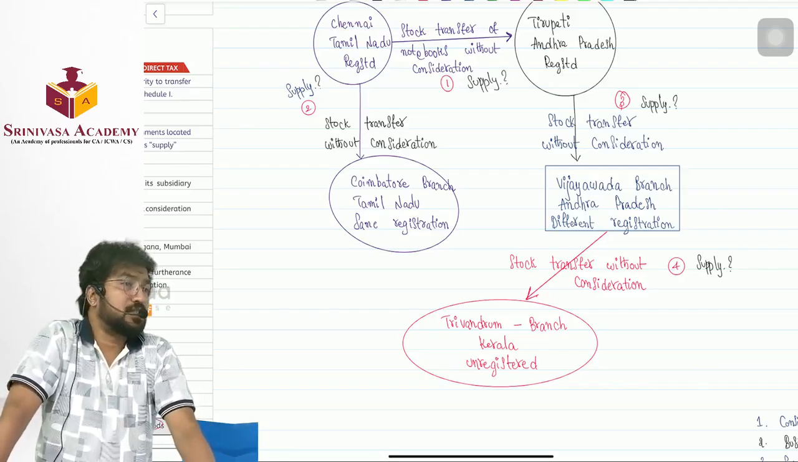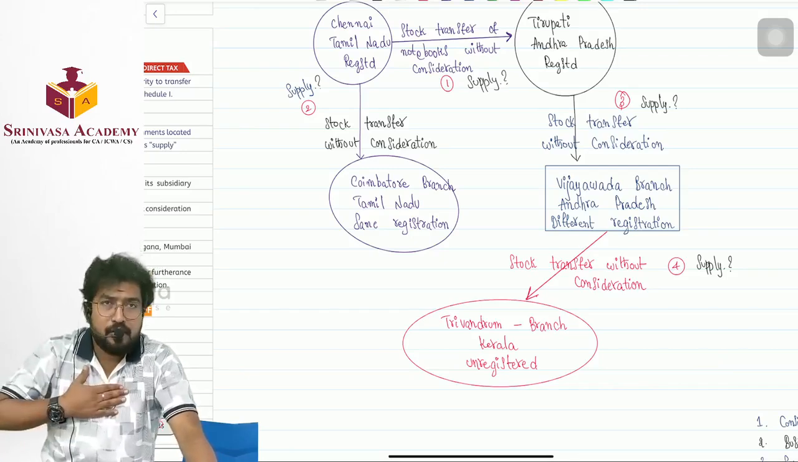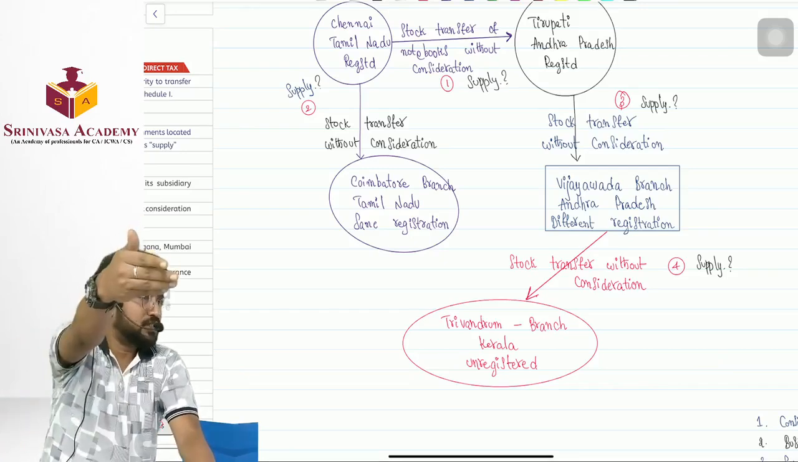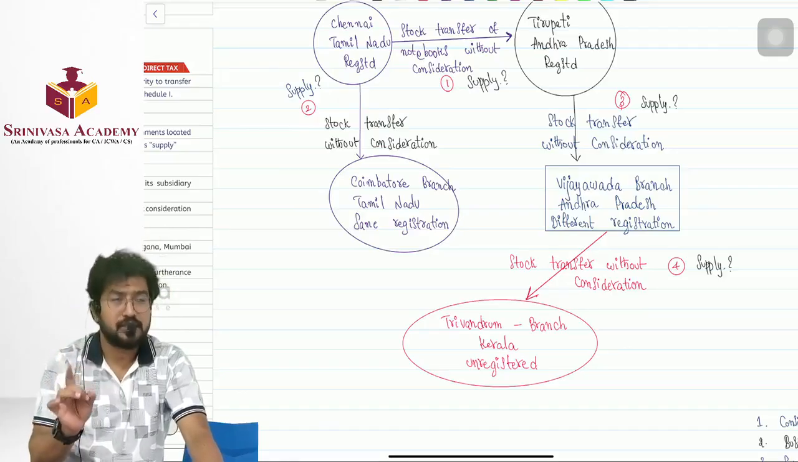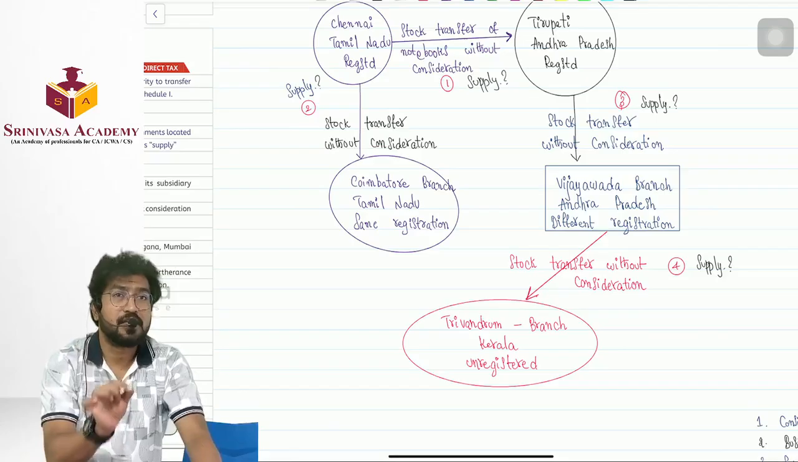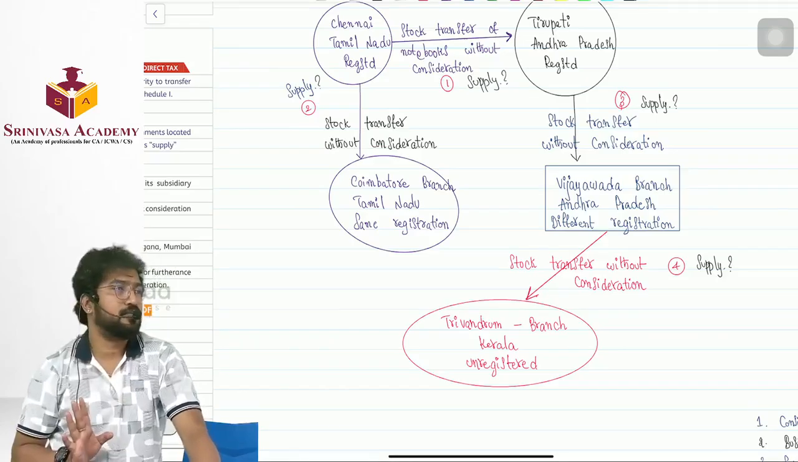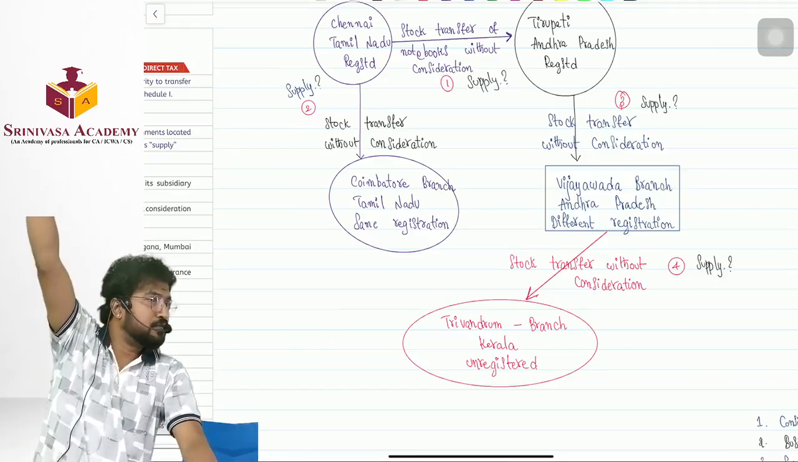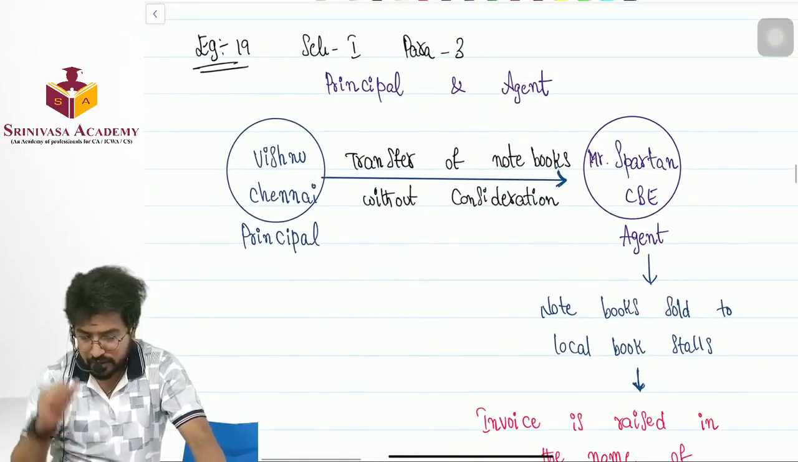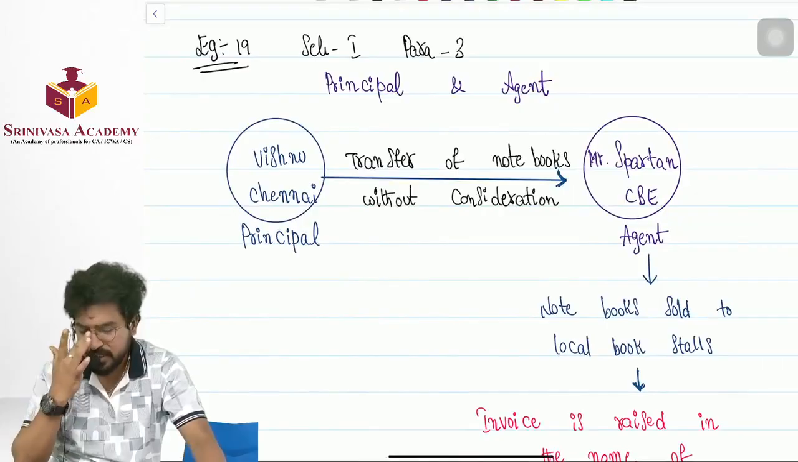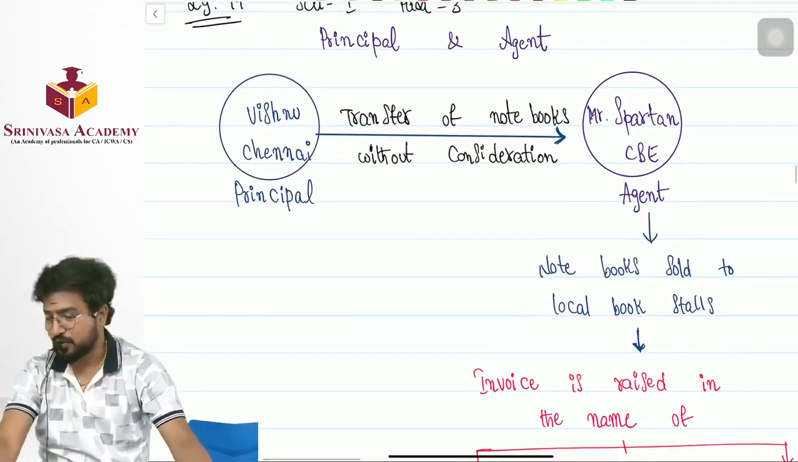And point 3, what is activity 3? Principal and agent. Supply of goods from principal to agent, or vice versa, without consideration. But here the triggering factor is who should raise the invoice to the customer. Now look at this. Vishnu is from Chennai, he is the principal, transferring notebooks.